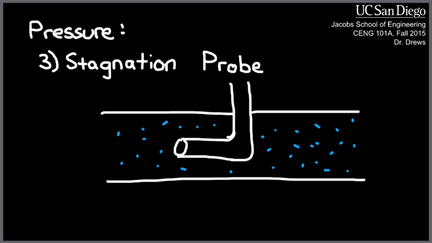Anyway, this fills up with the same kind of liquid up to some height h, except now we measure the height h from the top of the liquid to the center line of the stagnation probe.